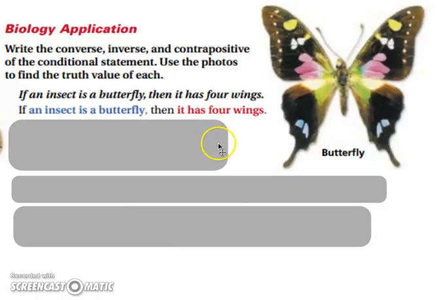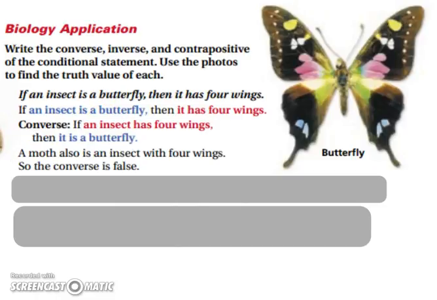Okay, so using that idea, let's try to find the converse. Remember, converse is when you simply flip your conclusion and your hypothesis. So, if an insect has 4 wings, then it is a butterfly. Well, this would be a false statement because a moth can also have 4 wings.